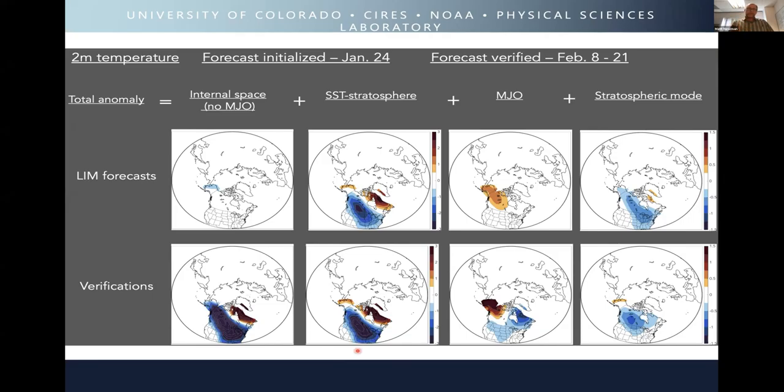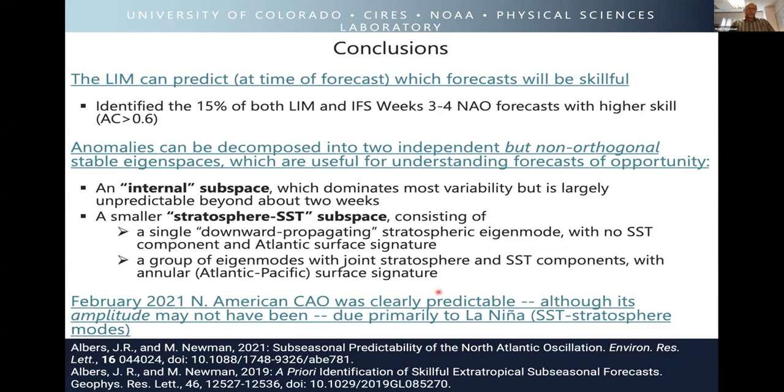But importantly, in terms of the verification, we also picked up this very strong tropically forced La Nina signal, the La Nina SST stratosphere subspace signal. There was a bit stronger MJO than we had predicted, and pretty close in terms of the stratospheric mode. Again, remember, these amplitudes here are half of that.